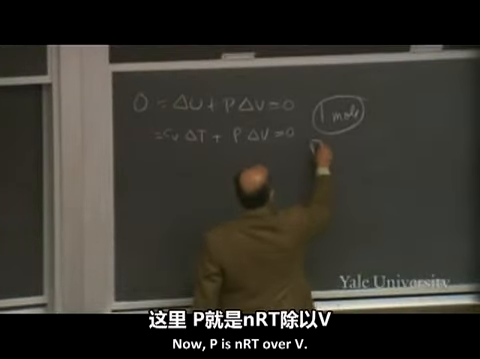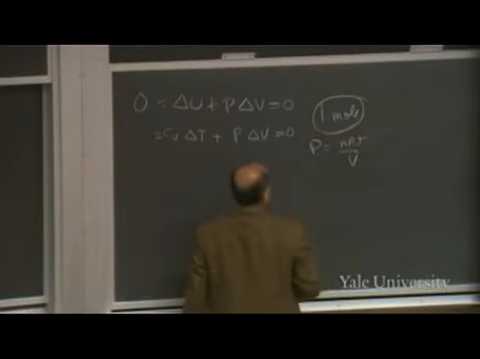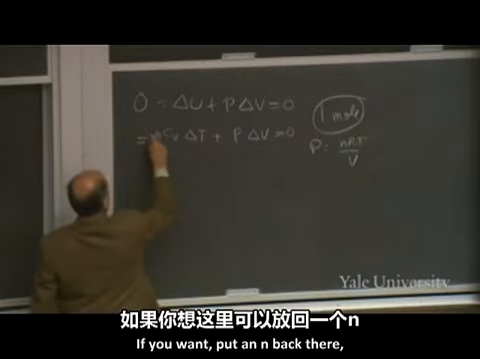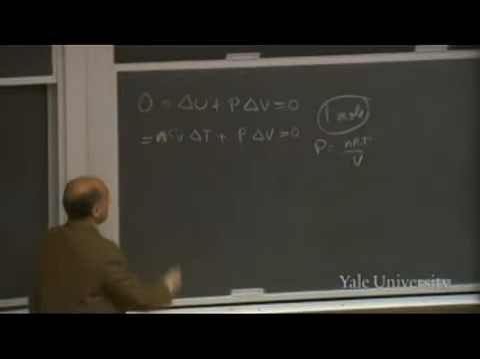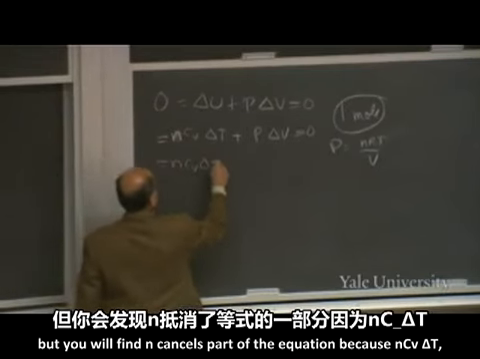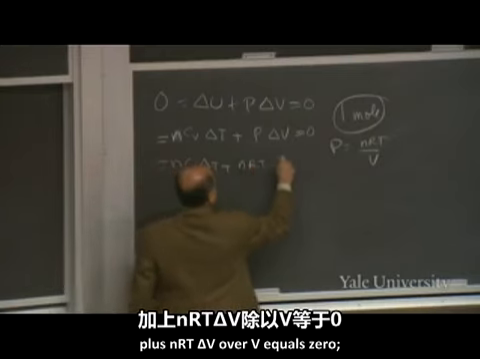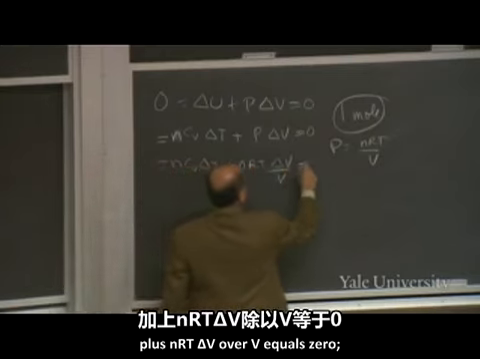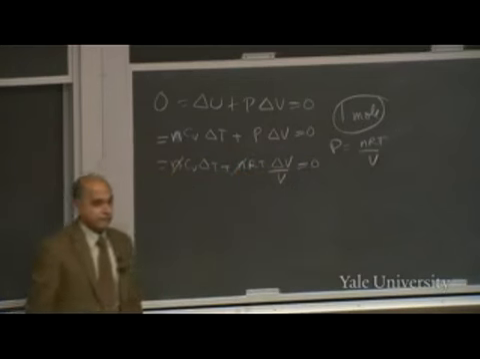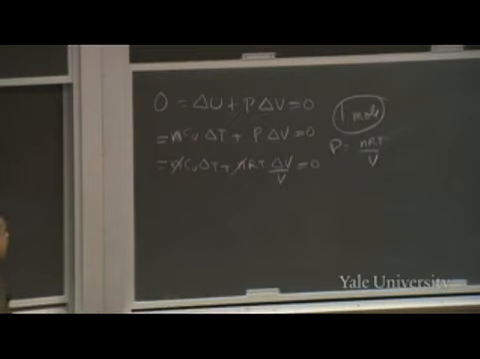Now, P is nRT over V. So maybe I'll do it this way for you guys. If you want, put an n back there. But you'll find n cancels out of the equation, because nCV delta T plus nRT delta V over V equals 0. So the answer doesn't depend on how many moles you took. So I will take 1 mole for my calculation.